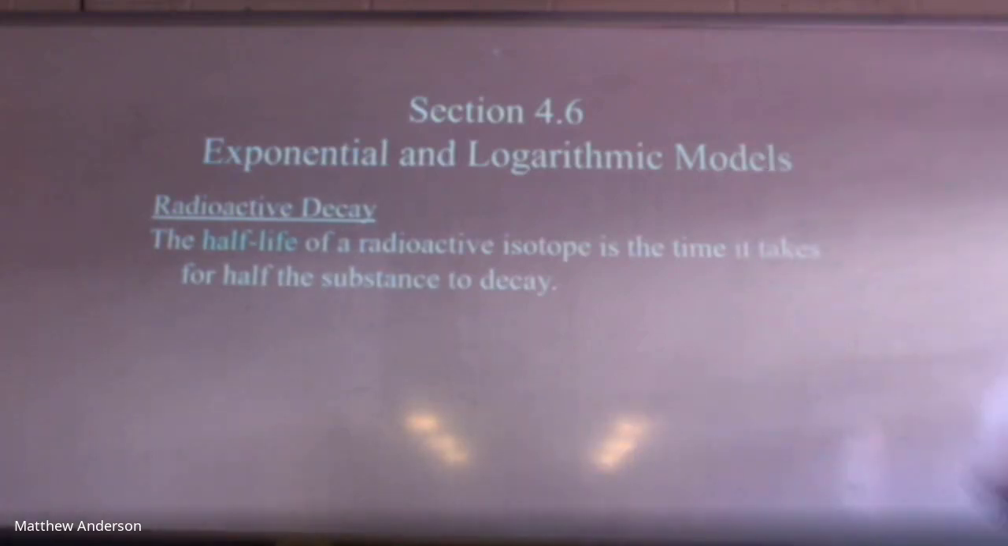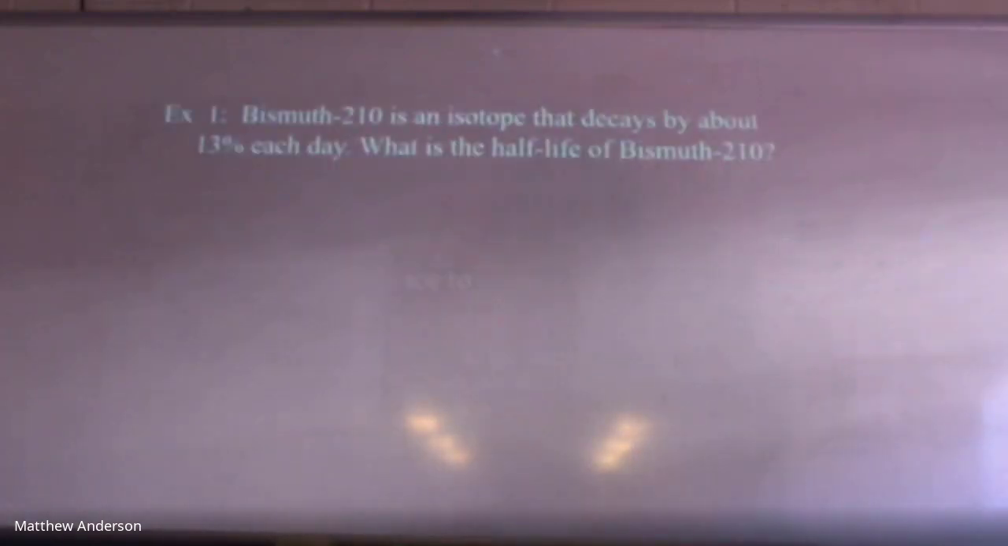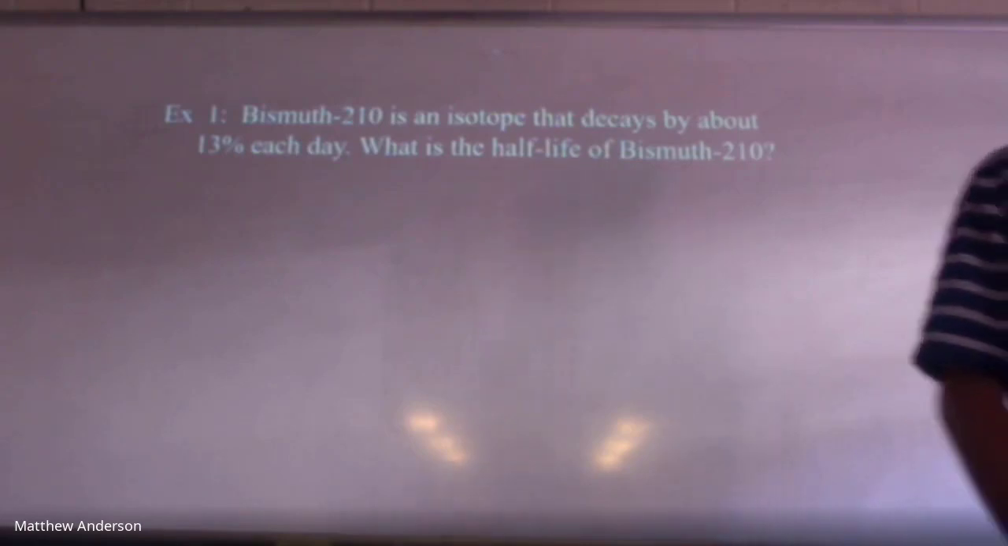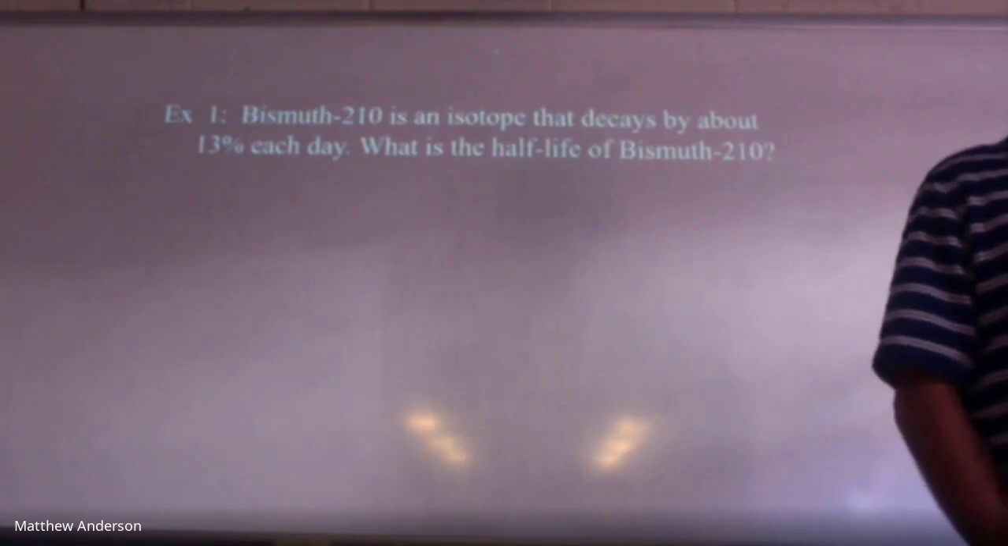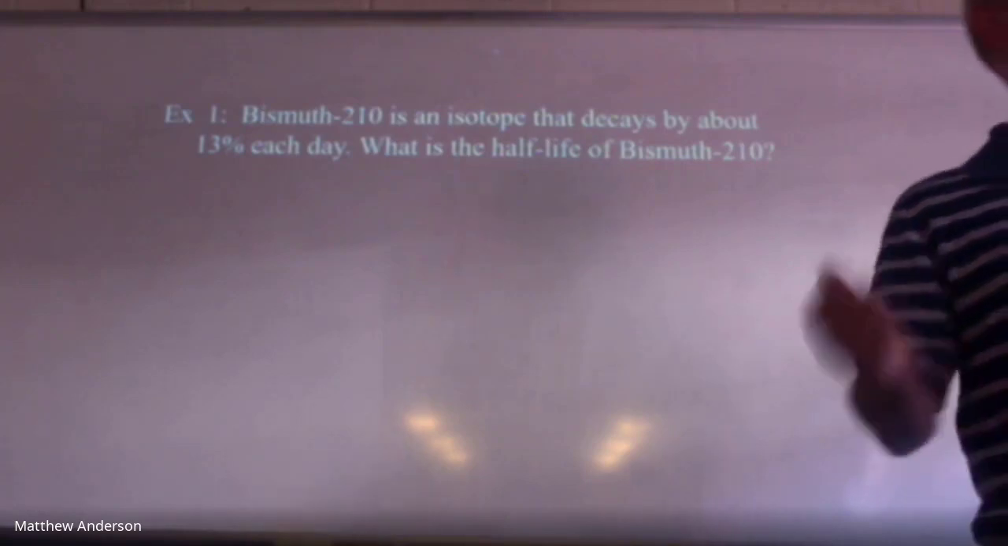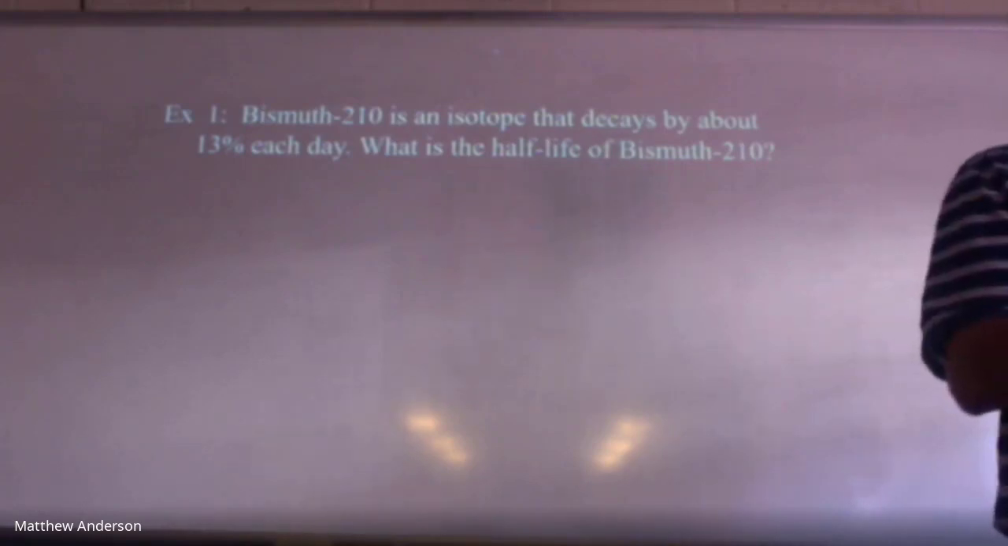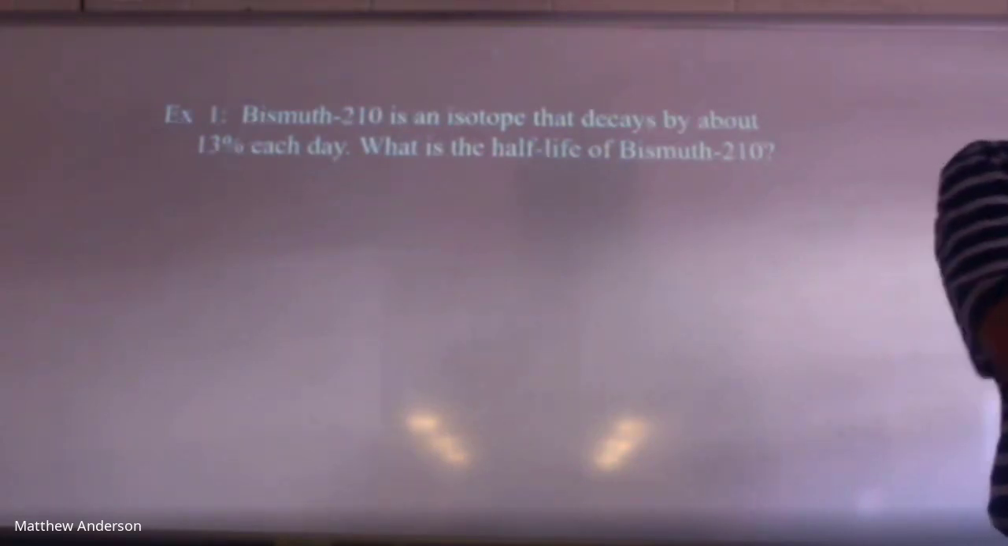So here's our first example. Bismuth-210 is an isotope that decays by about 13% each day. What is the half-life of bismuth-210? So when we're looking at this, things that decay and break down are doing that at a continuous rate. It's not like it waits till the end of the day and then poof, 13% is gone. It's breaking down throughout the day as well.